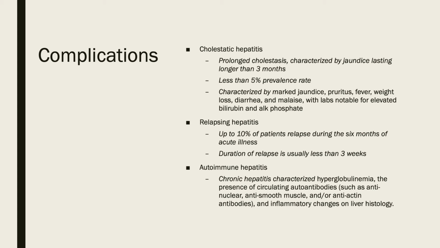There's also relapsing hepatitis, in which up to 10% of patients relapse during the 6 months of acute illness. However, the good thing to know is that the duration of relapse is usually less than 3 weeks, so that's less than the initial virus course. There's lastly autoimmune hepatitis. So this is a chronic hepatitis characterized by hyperglobulinemia, the presence of circulating autoantibodies. So these are antibodies that are attacking, they're like mislabeling your organs as targets, and inflammatory changes on liver histology. So these are 3 complications that can exist with Hep A, but they're not largely seen, but it's good to just note things that can exist.